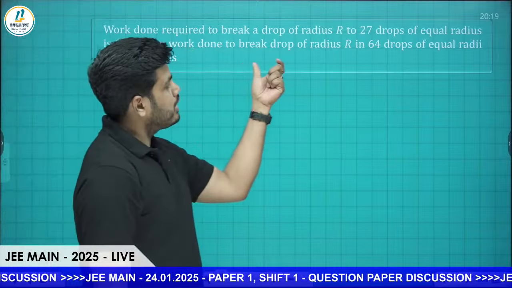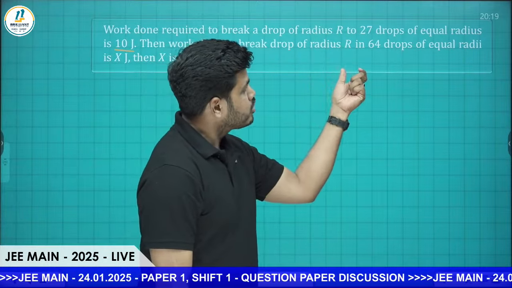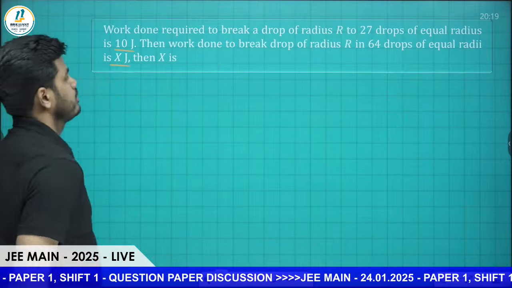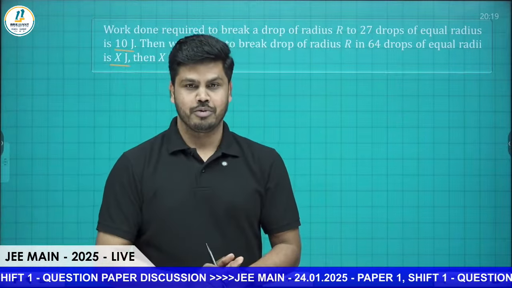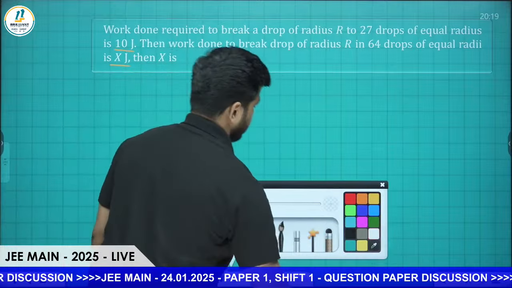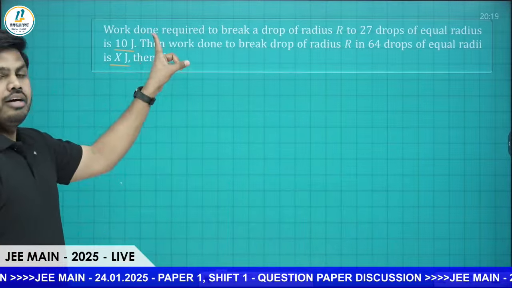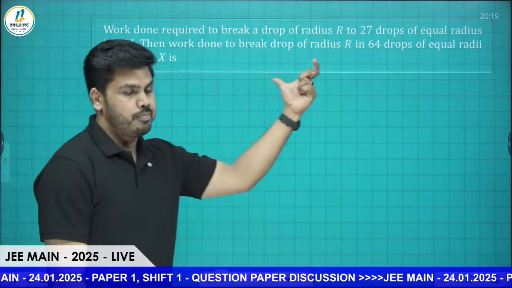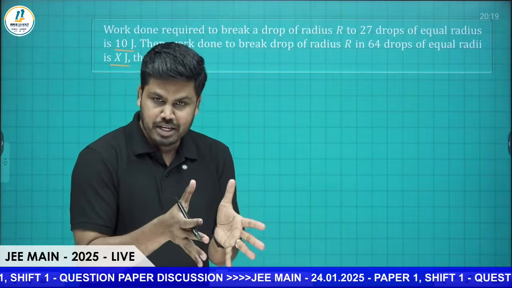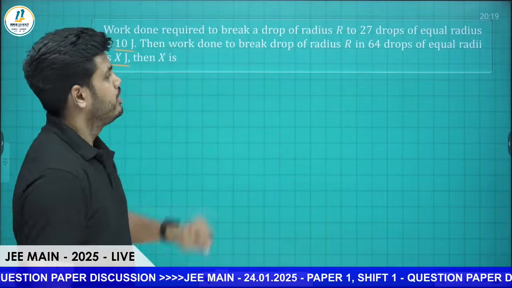Now, the work done to break a drop of radius r into 64 drops of equal radii is x joule. Then what is the value of x? This is a numerical question, and we have to find the answer. With surface tension, we know how to do the work done to divide or combine a drop. We have done these kinds of questions a lot before.